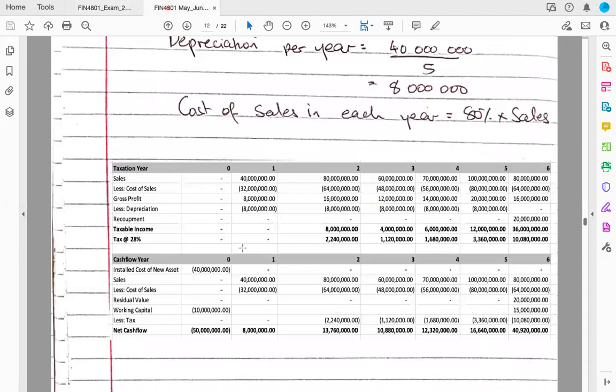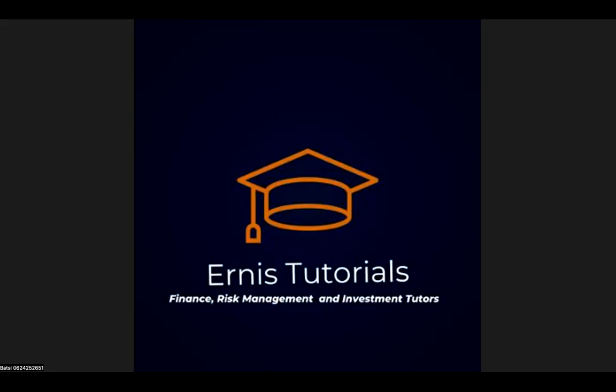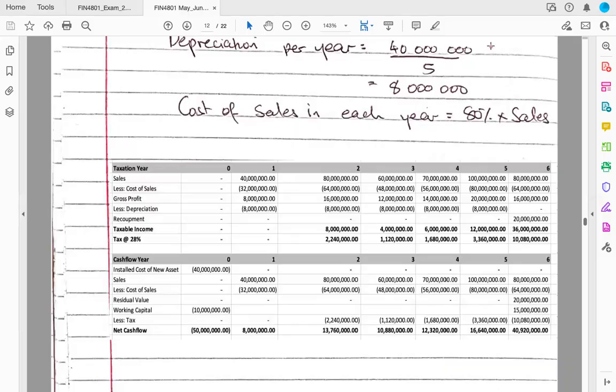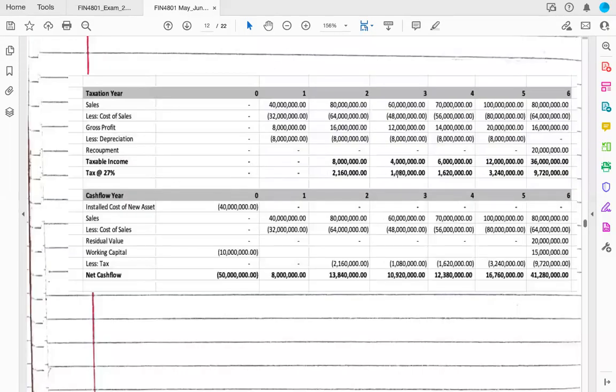So we have 2 things we need to do. Firstly, we need to calculate the tax for each particular year. And then after getting the tax for each particular year, we can calculate the net cash flow for each particular year. And we will use the tax we will have calculated here to help us calculate the net cash flow. Okay, so we now have the proper tax rate of 27% and everything is fixed.